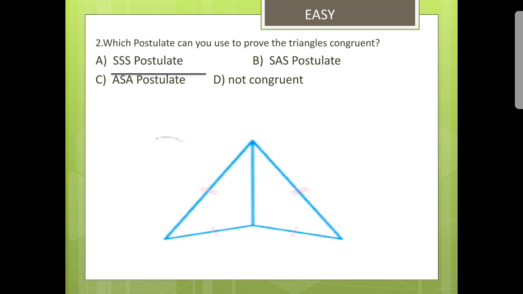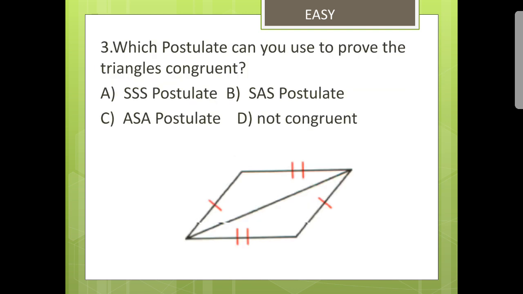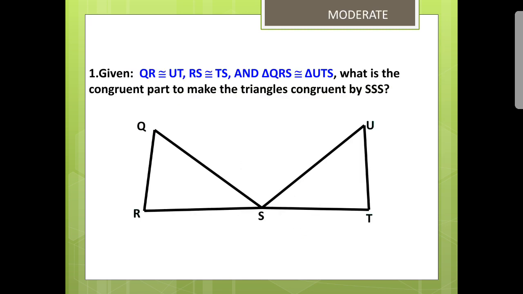Next, another question for easy. Which postulate can you use to prove the triangle is congruent? Letter A, side, side, side. B, side, angle, side. Letter C, angle, side, angle. Or letter D, not congruent. The answer is, okay, side, side, side.